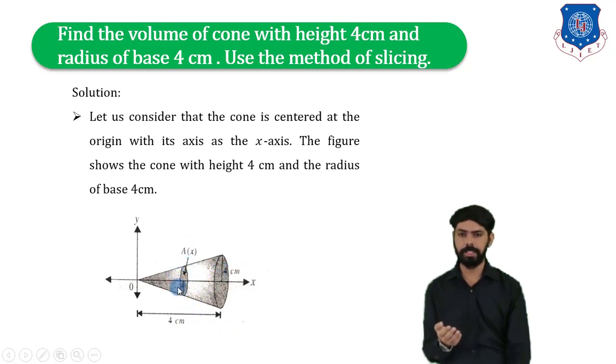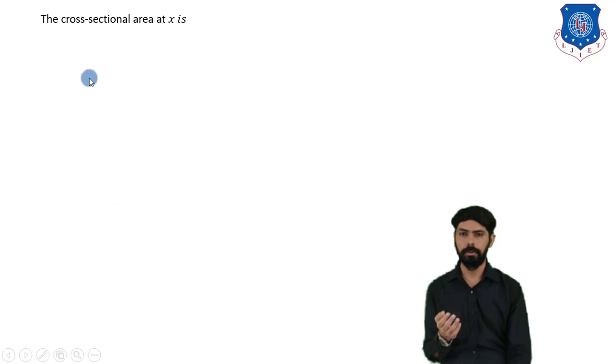And here the cross sectional area is A(x). Now here the limit of x will be from x equal to 0 to x equal to 4. Here the y-axis represents the x equal to 0 line. So the limit of x will be x equal to 0 to x equal to 4. So the cross sectional area at x, A(x), is equal to pi x square, because the area of a circle is pi r square and here the radius is x. Therefore A(x) is equal to pi x square.